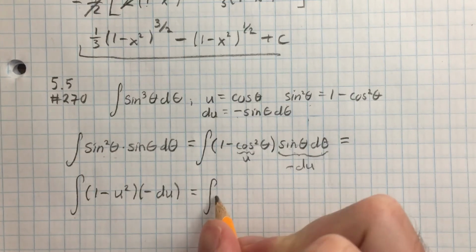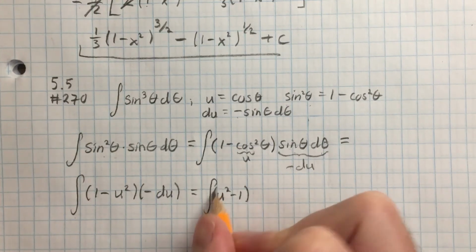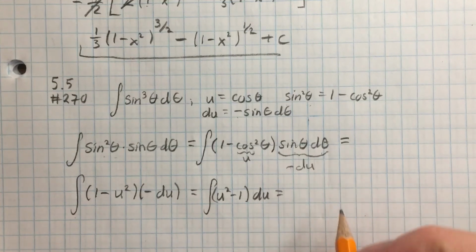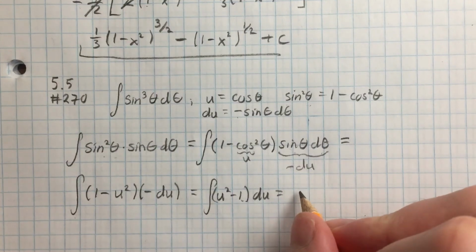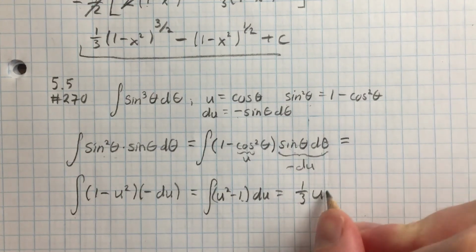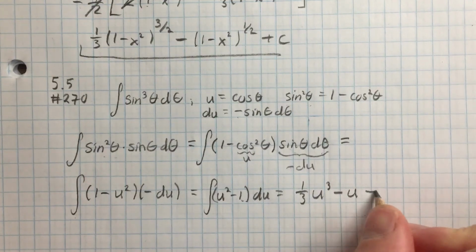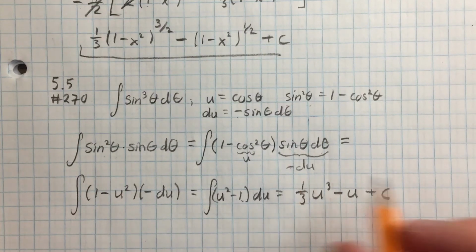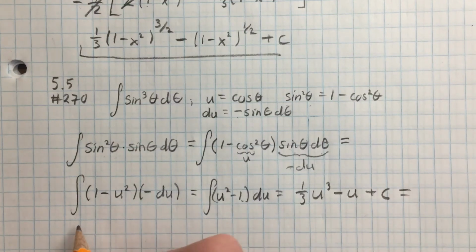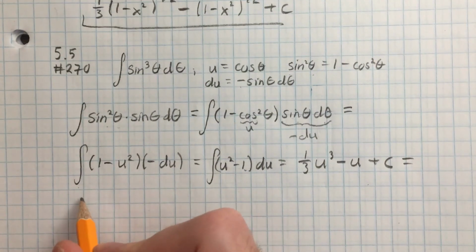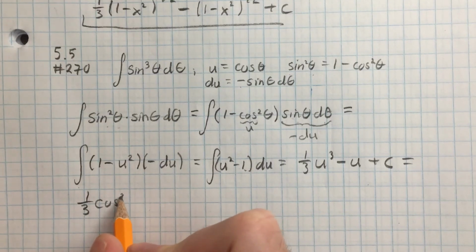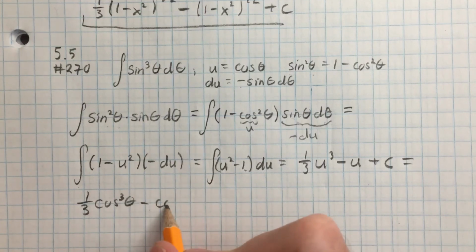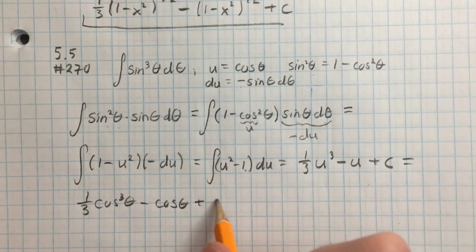That'd probably be the simplest thing. So u squared minus 1 du. Now in terms of antiderivatives, it's very simple, right? It's just a power rule, and this becomes u, of course. So we should get 1/3 u cubed minus u plus c, but we know that u is the cos function, so rewriting it in terms of the original variable theta, we get 1/3 cos cubed theta minus cos theta plus c is our answer.